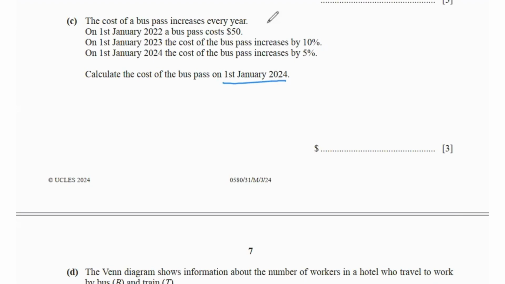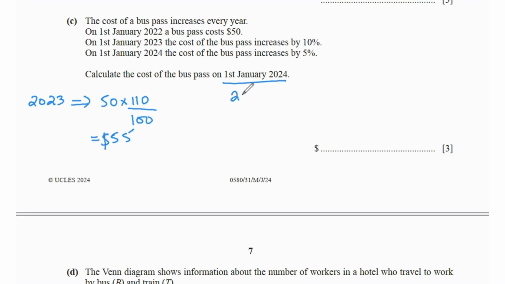So it's beginning with $50. Next year, it's increasing by 10%. So for 2023, we're going to do 50 times 110 over 100 to find the cost of the bus pass in 2023. And that is going to give us $55.